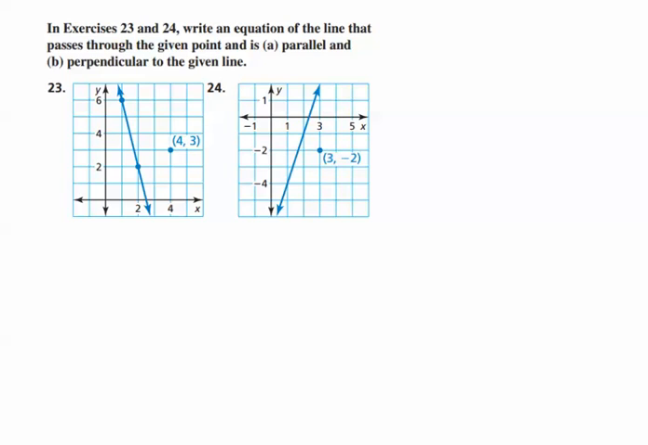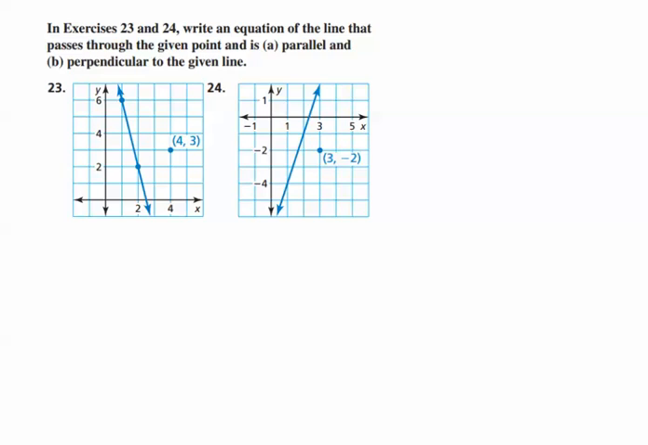Okay, in this video, hopefully we're going to wrap up the rest of the homework problems. In 23 and 24, we're given a line and we're given a point. We need to do two things. One is we want an equation of a line that is parallel to the original line and passes through that point. Second, we want an equation of a line that is perpendicular to the original line and also passes through a given point.